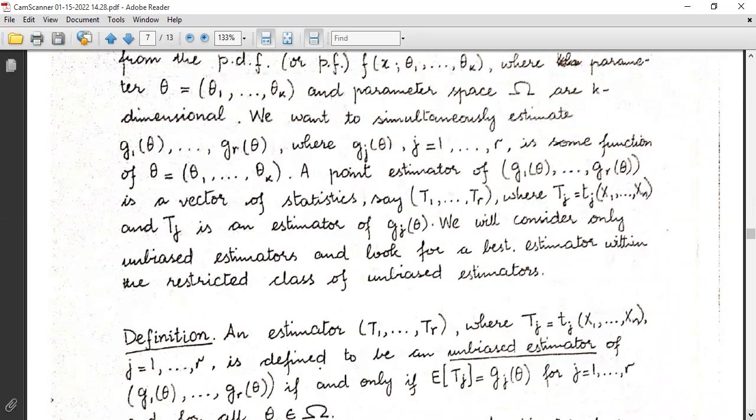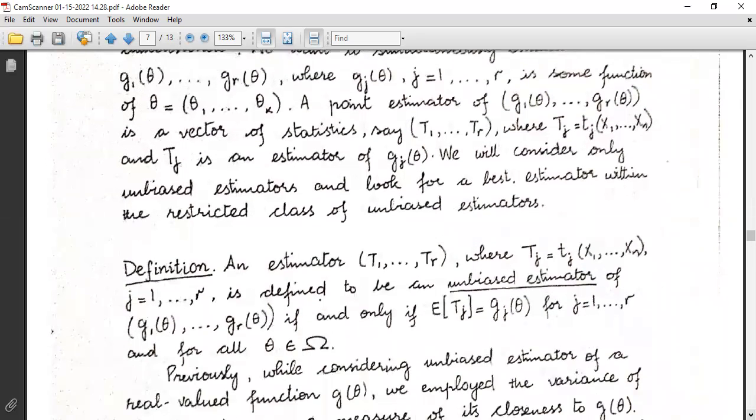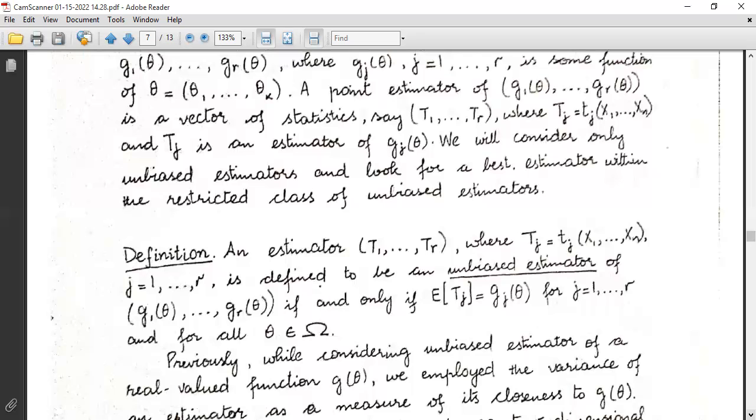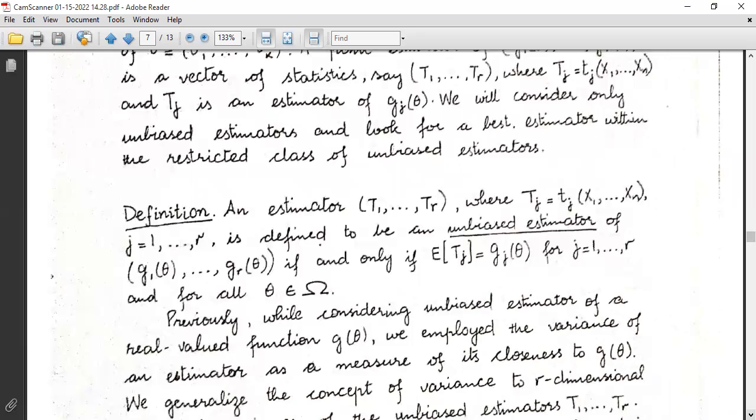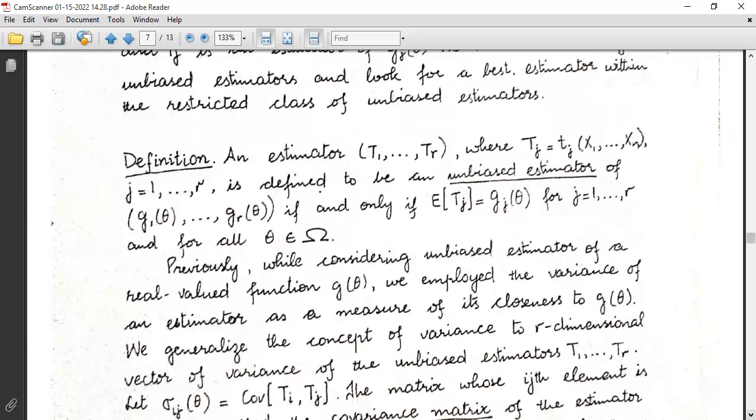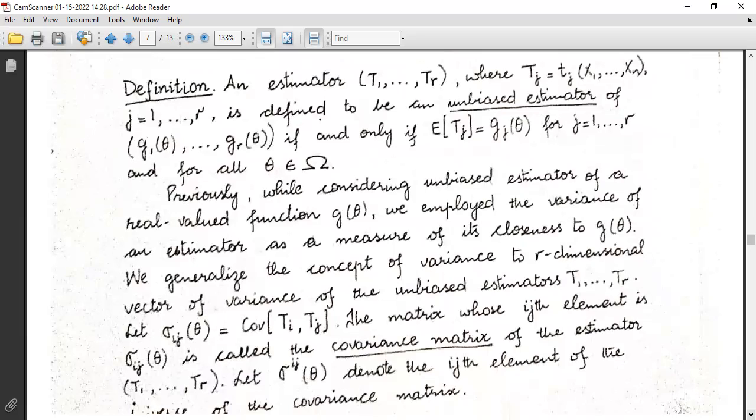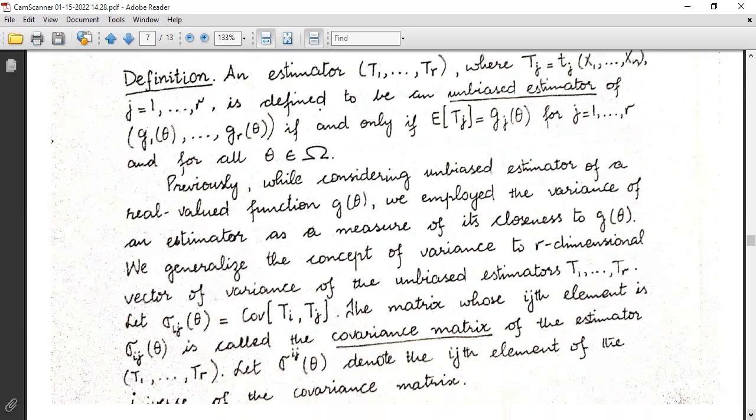A point estimator of g1(θ) up to gr(θ) is a vector of statistics, say T1 up to Tr, where Tj = Tj(X1, ..., Xn), and Tj is an estimator of gj(θ). We will consider only unbiased estimators and look for our best estimator within the class of unbiased estimators. T1 up to Tr is unbiased for g1(θ) up to gr(θ) if and only if E[Tj] = gj(θ) for j varying from 1 to r and for all θ belonging to the parameter space.